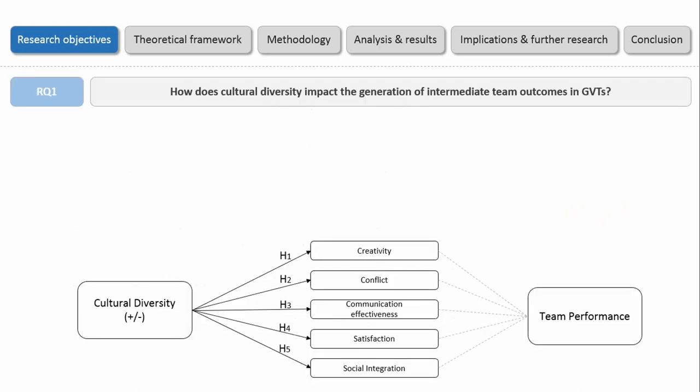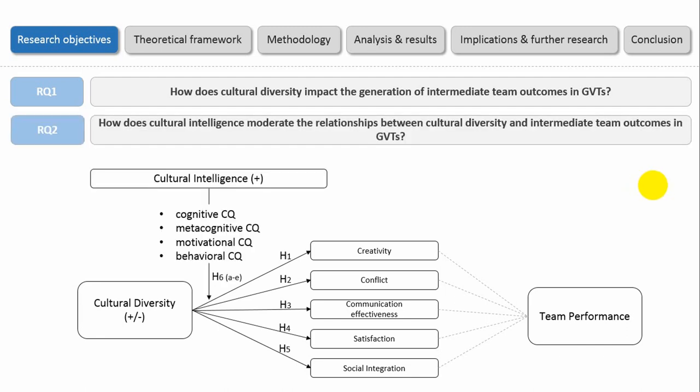So with this in mind, our first objective of the research was to determine how cultural diversity impacts the generation of intermediate team outcomes in global virtual teams, specifically the level of creativity, the level of conflicts, communication effectiveness, the level of satisfaction, and how well members socially integrate. This part of the research is actually inspired by a meta-analysis of research conducted by Stahl, Maznevski, Voigt, and Jonsen in 2010, who did the same analysis using the same model presented here, but their results led to unclear or no conclusions. So we saw the need to test this model again and potentially provide more results and insight in this manner.